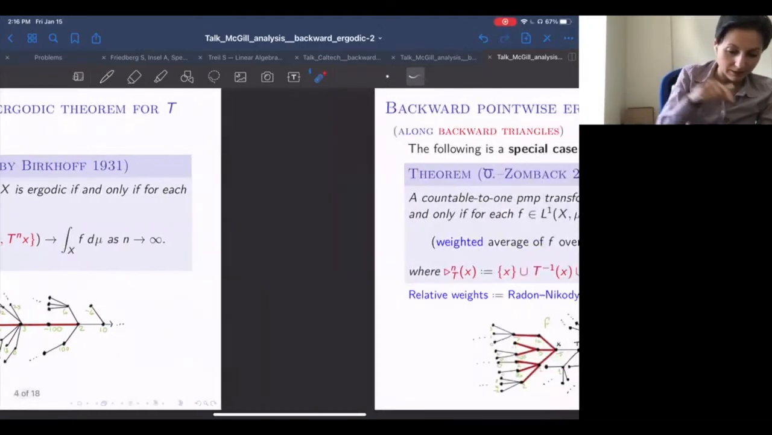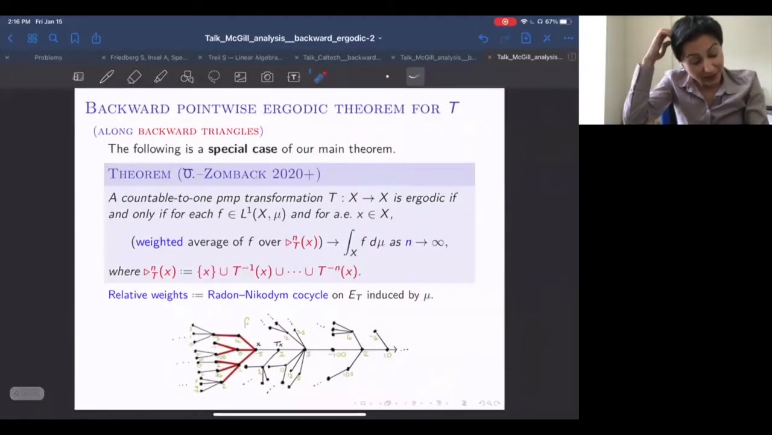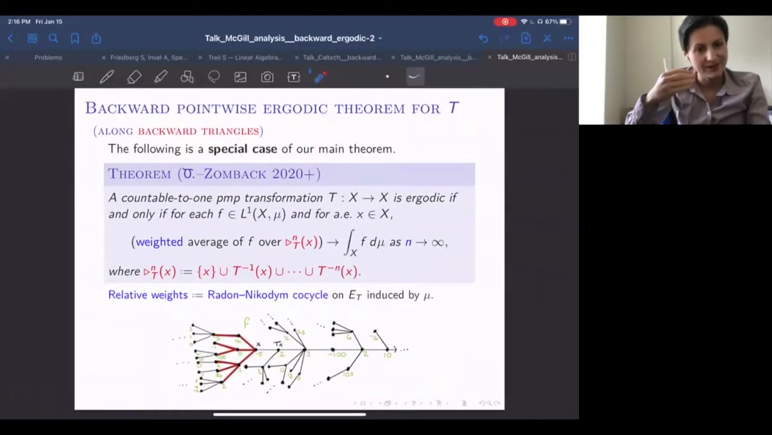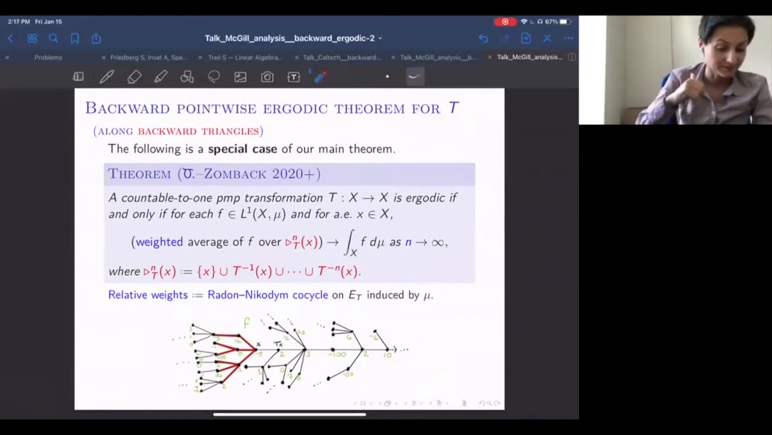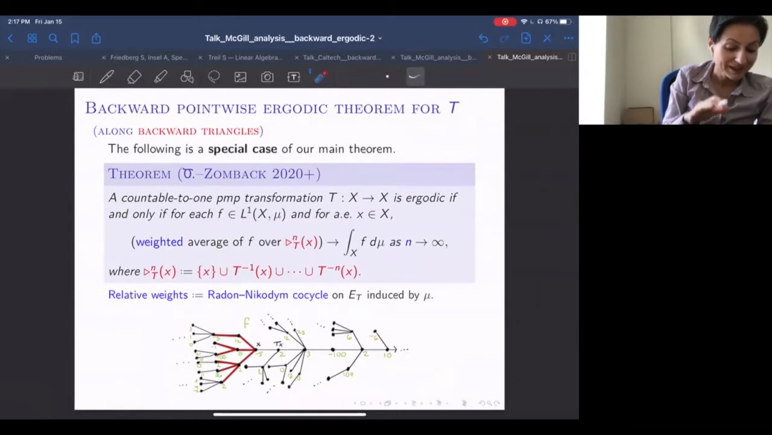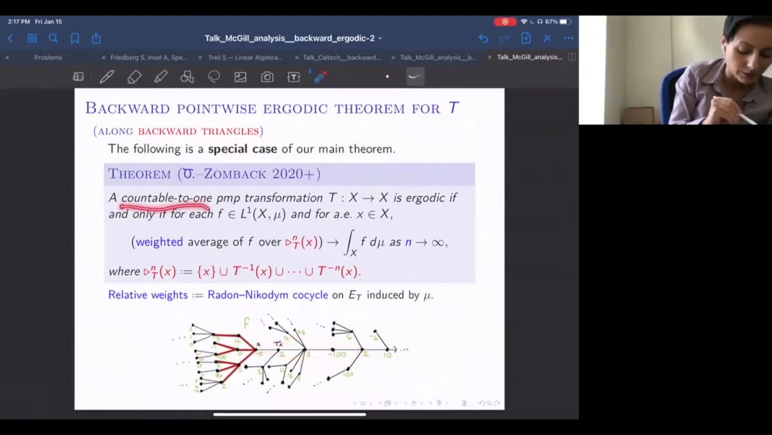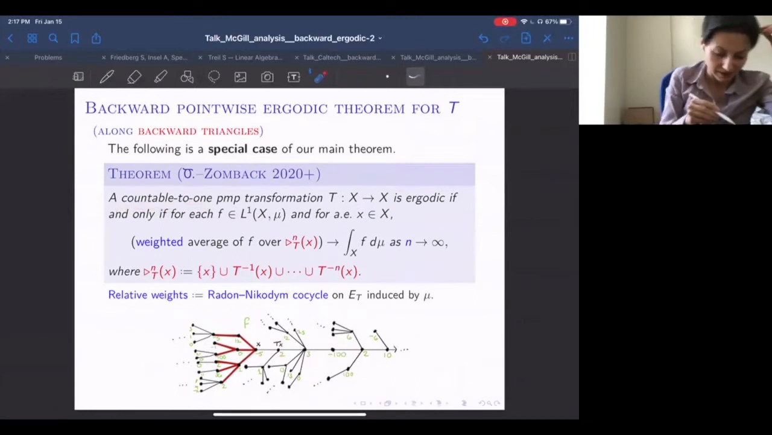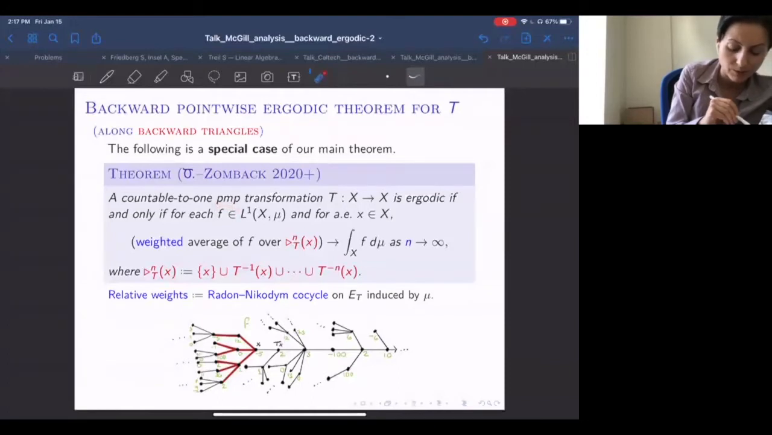Now, this is a special case, but I want to explain the special case before I go to the general case. It's very similar to the previous one, except that instead of taking images of the points, I'm taking pre-images of the points. So I'm taking bigger sets and not just the interval in front of x. And we have to assume countable to one to even make sense of this. So you assume that the PMP transformation is countable to one.